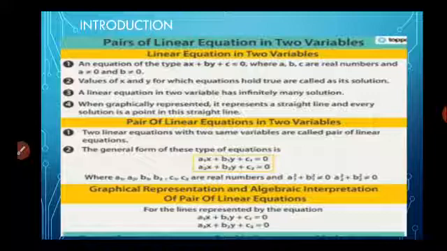One more thing we have to focus on here: a1, a2, b1, b2, c1, c2 are real numbers, and a1 square plus b1 square should not be equal to 0, a2 square plus b2 square also should not be equal to 0. Now we'll see graphical representation and algebraic interpretation of pair of linear equations in two variables.